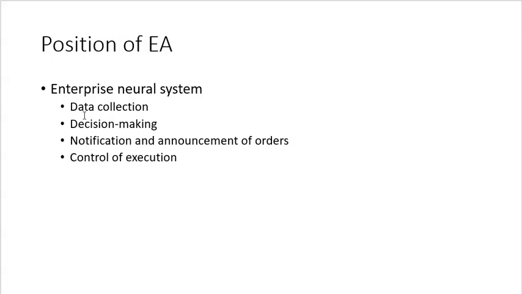Now, in the last phase of the enterprise neural system, you should control the execution, or as you see in this slide, it is written control of execution. This denotes that you have notified everyone, announced the new order. In the last phase of the enterprise neural system, you should control whether these orders are being obeyed, whether these orders are being followed. This is why we call this phase the control of execution.